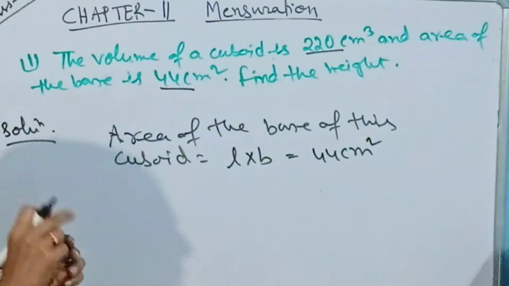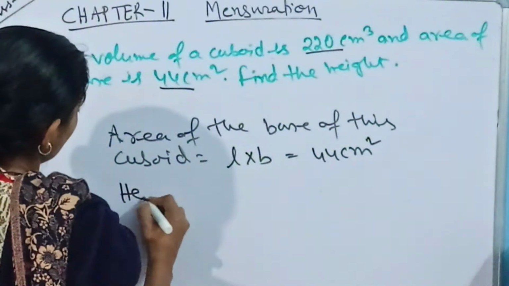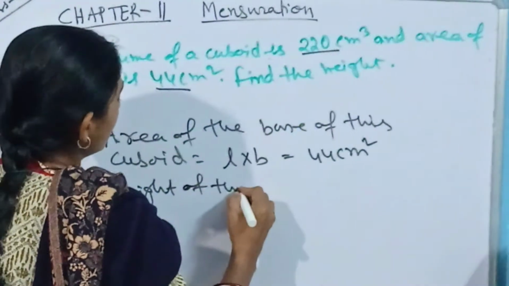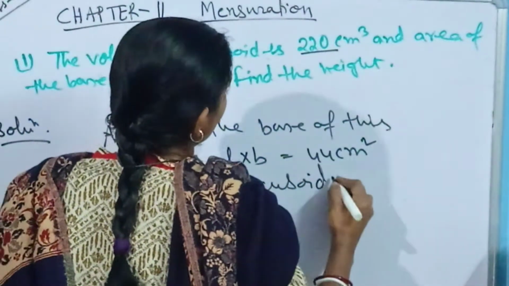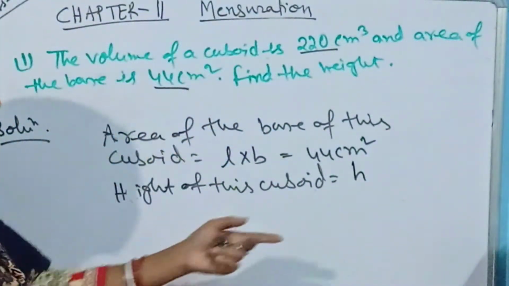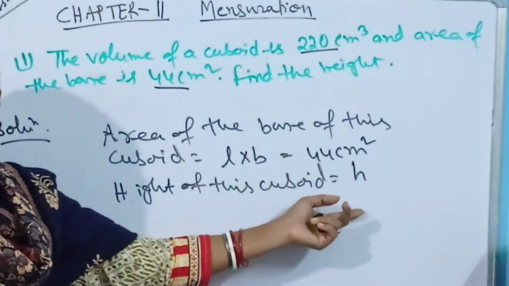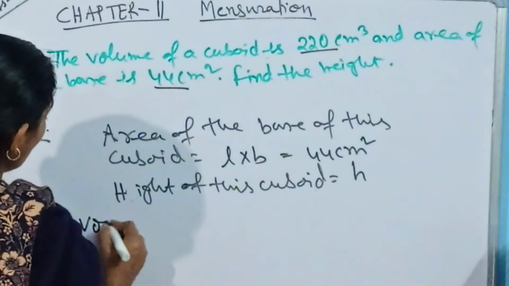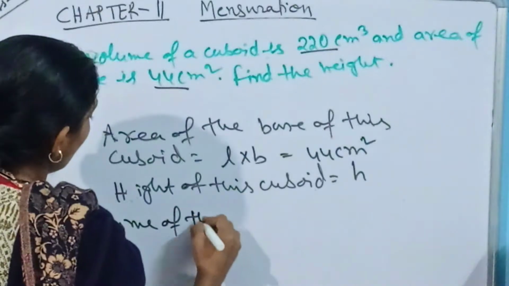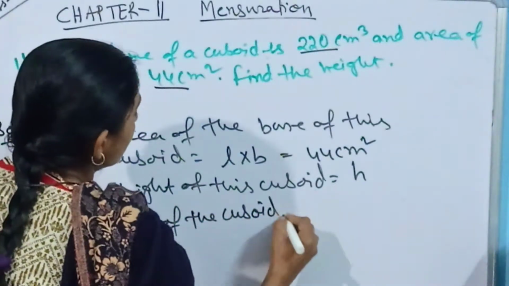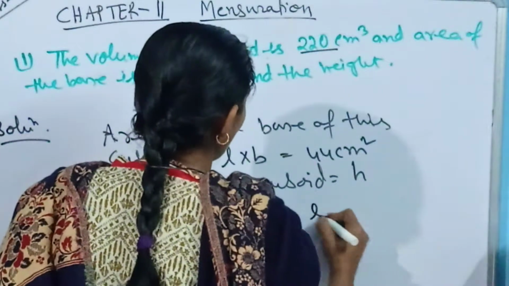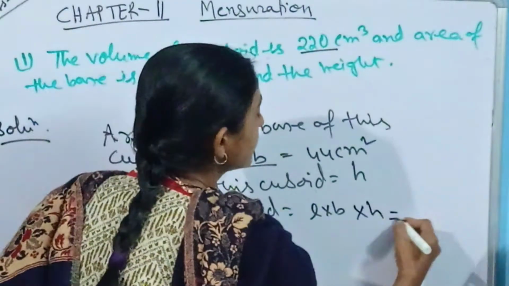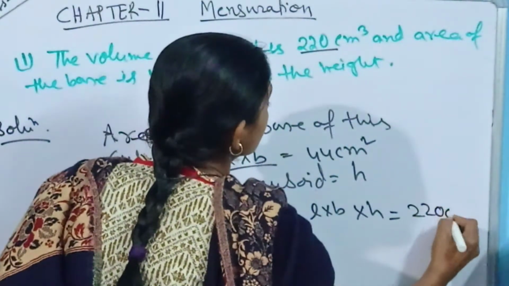Now we don't know the height, so let the height of this cuboid be h. We have taken it as a variable. Now in the next point, we know that the volume of the cuboid is equal to the area of the base into height, and it is given in the question that it is equal to 220 centimeter cube.